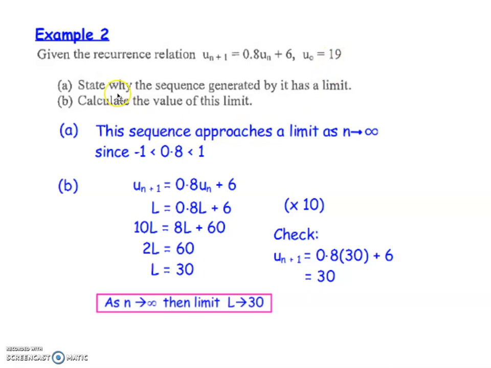Part A, which is a very, very common question in exams, is to state why the sequence generated has a limit. And then B, calculate the value of this limit. So our sentence for the first one will be: this sequence approaches a limit as n approaches infinity, since -1 is less than 0.8 is less than 1.